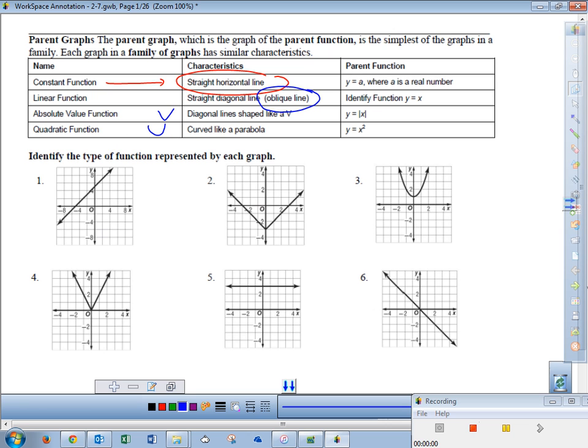They ask us to recognize which one is which. Out of these four possibilities, what is the constant, linear, absolute value, or quadratic? Number 1 is linear, because it's an oblique line. That's a linear function right there.